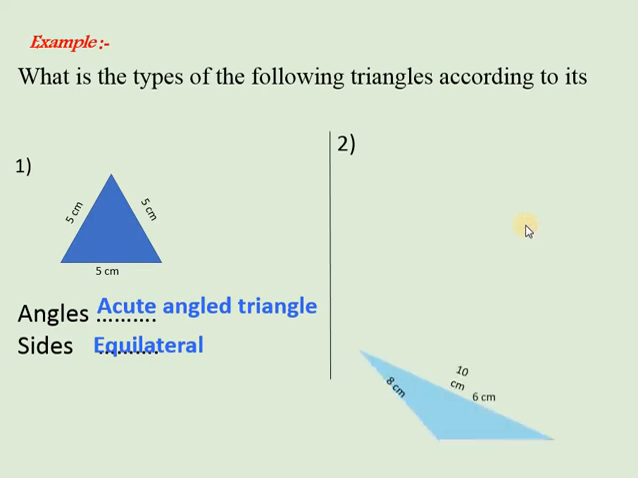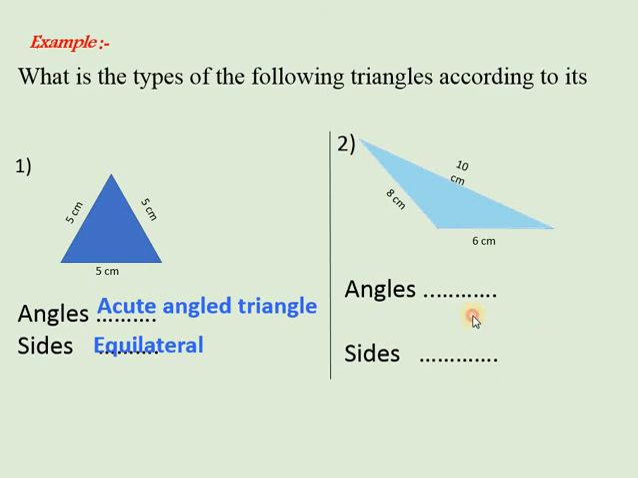Let's see here. I have all sides different here, 10, 8 and 6. So this triangle we call a scalene triangle. Okay, and according to its angles, can we see here, this is an obtuse angle, so we call it an obtuse angle triangle. And according to each side, it's a scalene triangle.